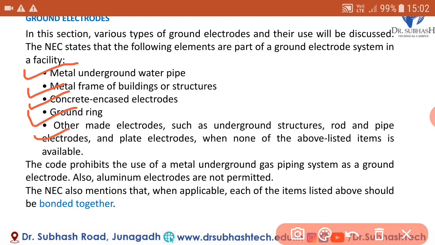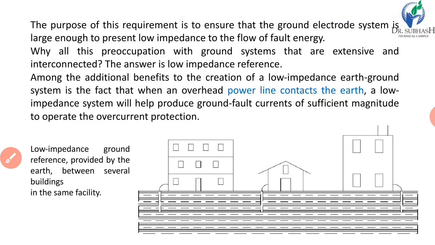The code prohibits the use of a metal underground gas piping system as a ground electrode. Also, aluminum electrodes are not permitted. The NEC also mentions that when applicable, each of the items listed above should be bonded together. So this is important. The purpose of this requirement, it means bonding of all this equipment, is to ensure that the ground electrode system is large enough to present low impedance to the flow of fault energy.